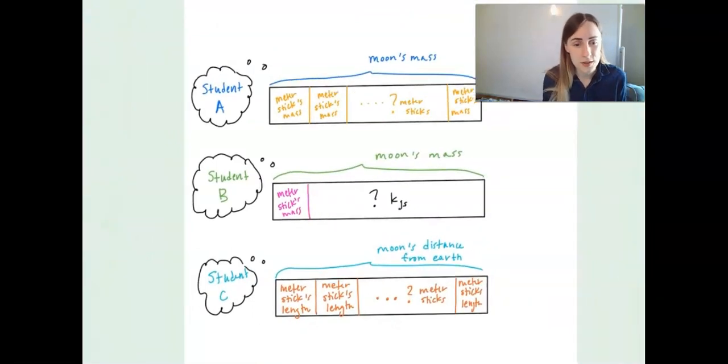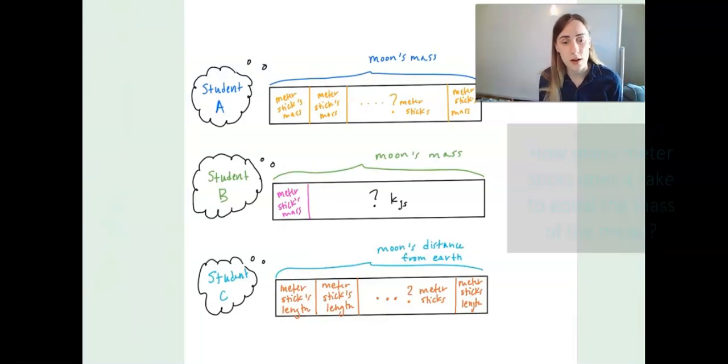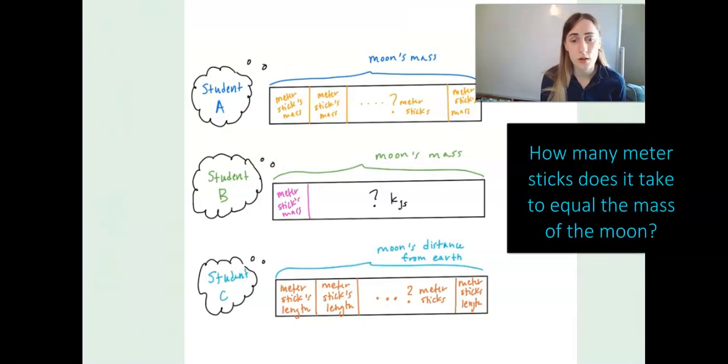Now you're going to ask yourself, who correctly represented quantities and relationships that would help you answer our question? Or if you feel that none of these students did, how does your representation represent the quantities and relationships that will help solve this problem? How are these representations similar or different from your own?